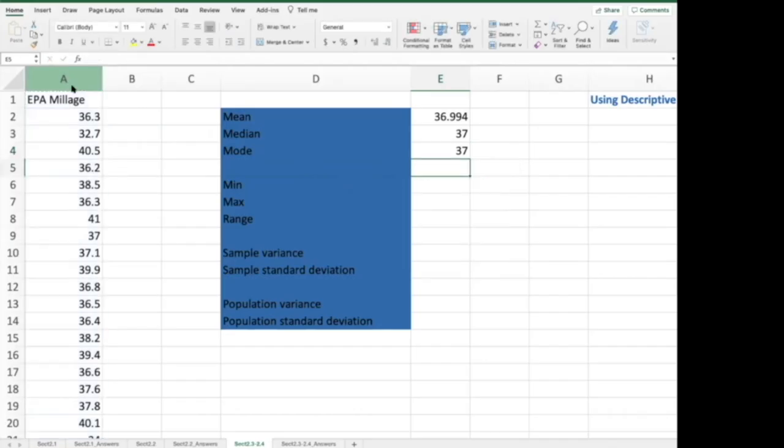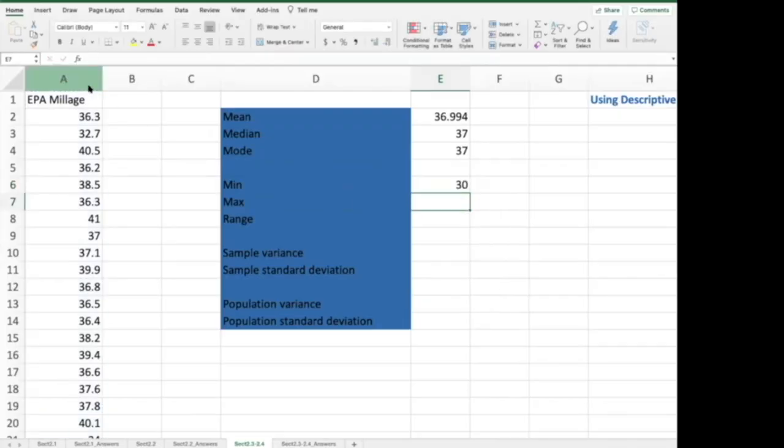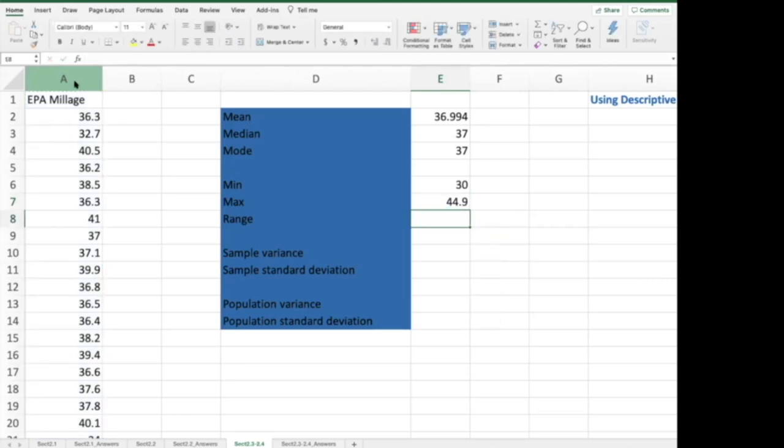Okay, very good. Find the minimum. So it's the minimum function, MIN. You can find it here. Then select the data, enter, so you have the minimum. Same thing for the maximum, it's equal MAX. Select the data, so you have the maximum.